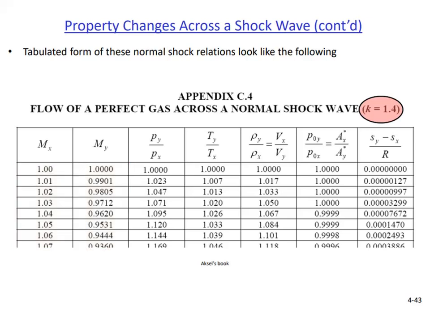The other columns are for the pressure ratio across the shock, temperature ratio, density ratio, which is the reciprocal of the velocity ratio, stagnation pressure ratio, which is the reciprocal of the critical area ratio, and the non-dimensional entropy change. Please get familiar with this table.